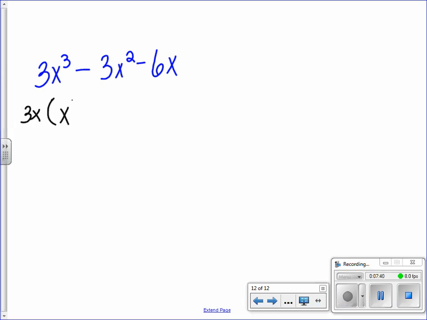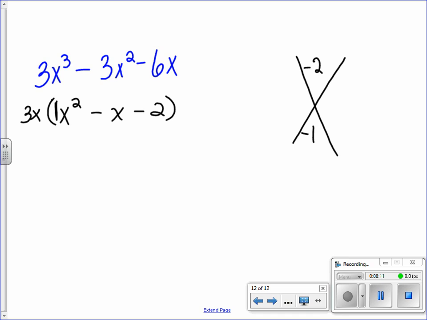That's right. So that leaves me with x squared minus x minus 2. I'm going to ignore the 3x for just a minute and focus on the quadratic. When I go over here, what goes in the top? Negative 2. This number times this number, so 1 times negative 2 is negative 2. What goes in the bottom? Negative 1.